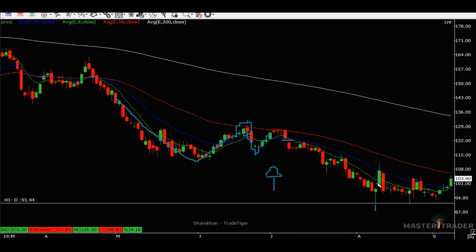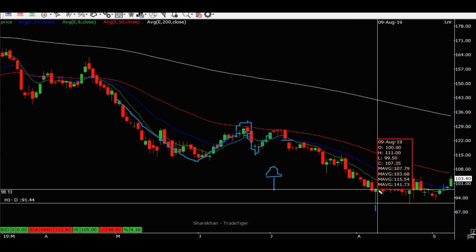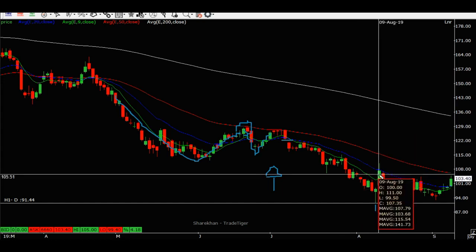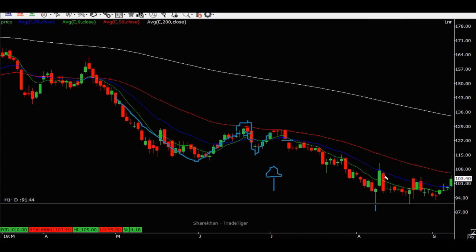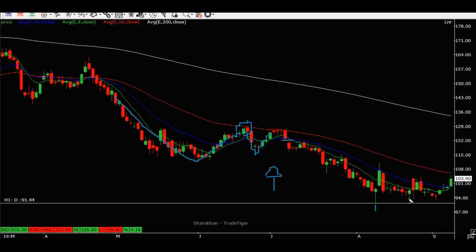Right, see the next day. We can see from 98, it made a high of 111. Okay, so about 13 points on a 100 rupee stock. That's more than 10% in one day, guys. Just in one day. And you get a similar opportunity again, right? Another hammer right at that support level. Okay, and again, it booms, right? Now again, price comes down and forms this doji. Right? And see what happens.